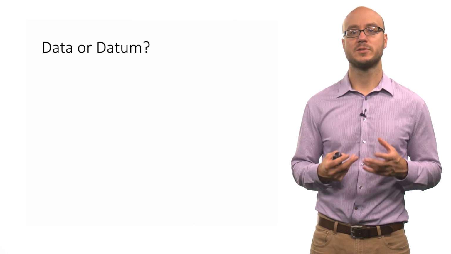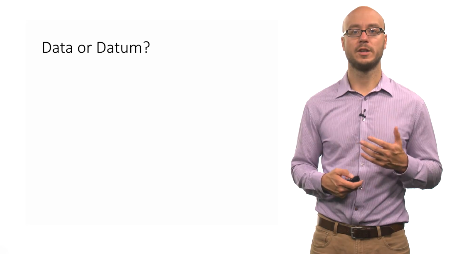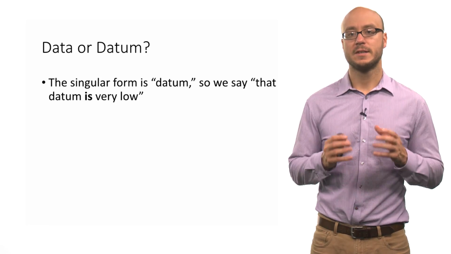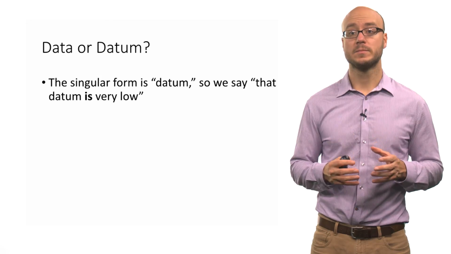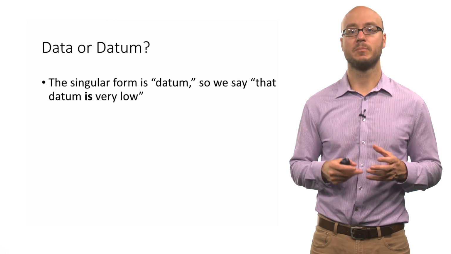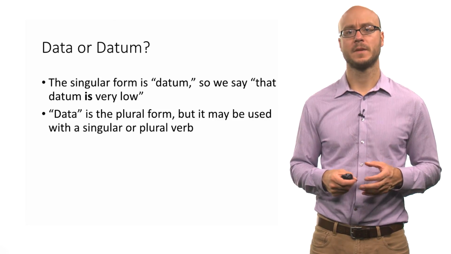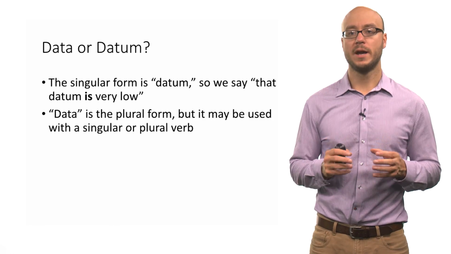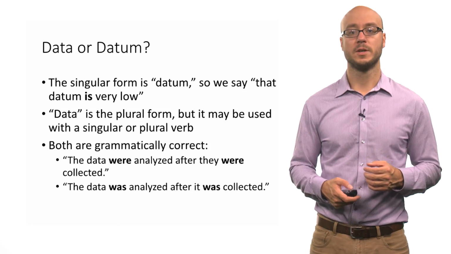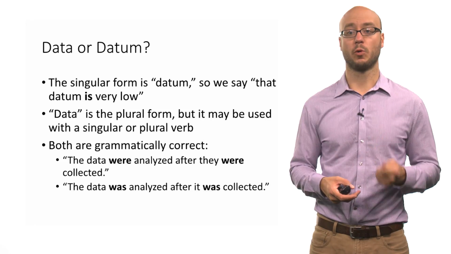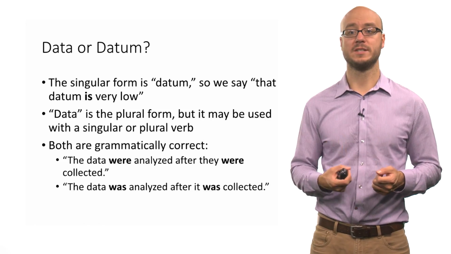Now, you might encounter this sort of grammatical issue about whether you refer to data or datum. The singular form of data is datum. So that's one bit of data. It's a data point. So you might say that datum is very low. That data point, that particular observation, is very low. Data is the plural form, but it may be used with a singular or plural verb. So both are grammatically correct. You can say the data were analyzed after they were collected, or you can say the data was analyzed after it was collected. So when we're talking about data, sometimes people will correct you and say that you're using it incorrectly, but even though it's plural, you can use it with a singular or plural verb.